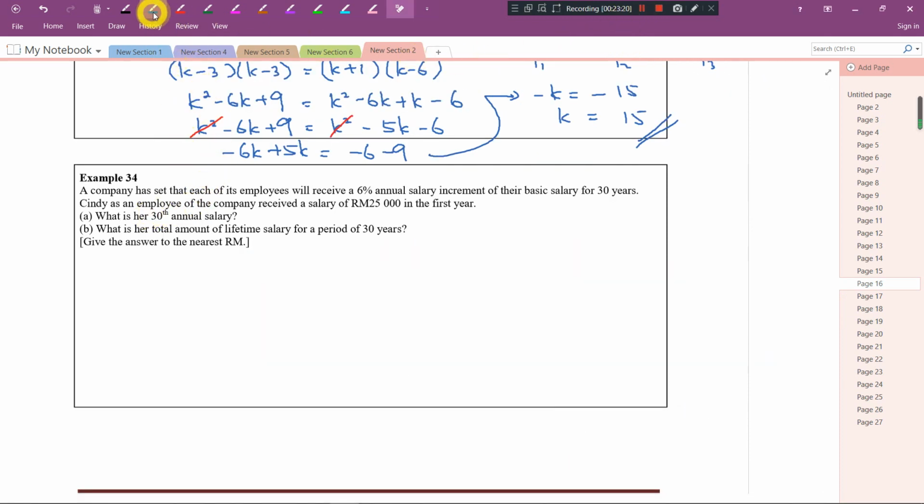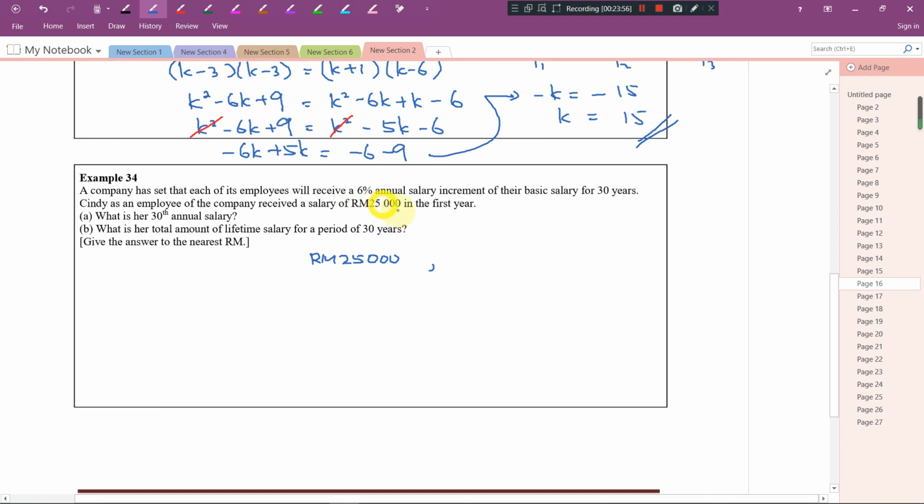Okay, let's proceed to the next example. A company has said that each of its employees will receive a 6% annual salary increment on their basic salary for 30 years. Cindy, as an employee of the company, received a salary of 25,000 in the first year. So the first year is 25,000. What is the salary for the second year after the increment of 6%?